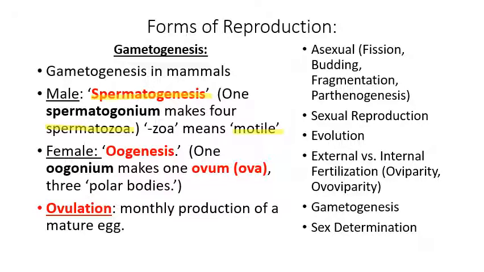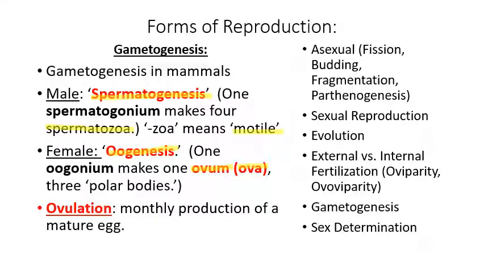Okay, so the female production of gametes is referred to as oogenesis, and the egg that results at the end is called an ovum, plural ova. So the technical name for a female egg is an ovum. The technical name for a male sperm is a spermatozoon. The creation of spermatozoa in males is called spermatogenesis. The creation of ova in females is called oogenesis.